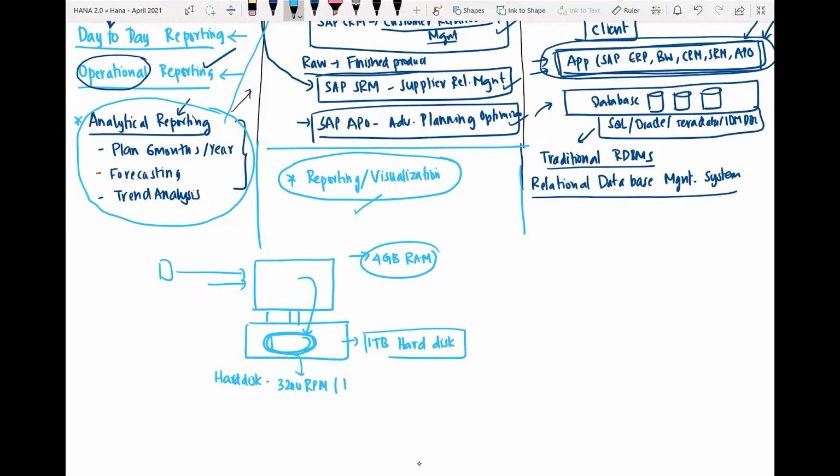RPM stands for rotations per minute. So in order to fetch the information that you're asking from your computer, the request is passed down to your hard disk to search for the information within it. The hard disk rotates at a certain rotation per minute. The mechanical device has to rotate, and then after it finds the information, it sends it back to your screen. Is everybody comfortable with this? So that's how a typical hard disk works, because it is a mechanical device.